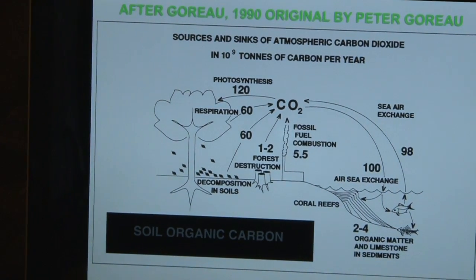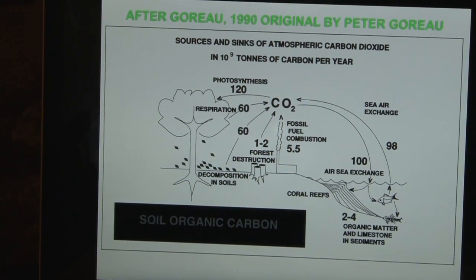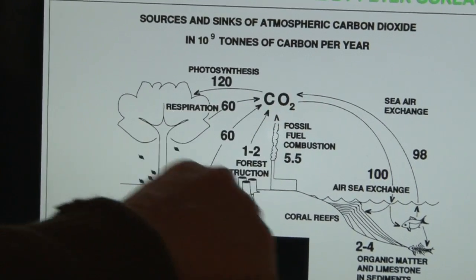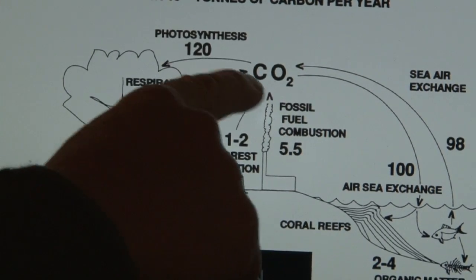And that is by looking closely at the global carbon cycle. This is a simplified version of the global carbon cycle, and CO2 in the atmosphere, and these numbers here are the major sources and sinks of CO2 into the atmosphere.